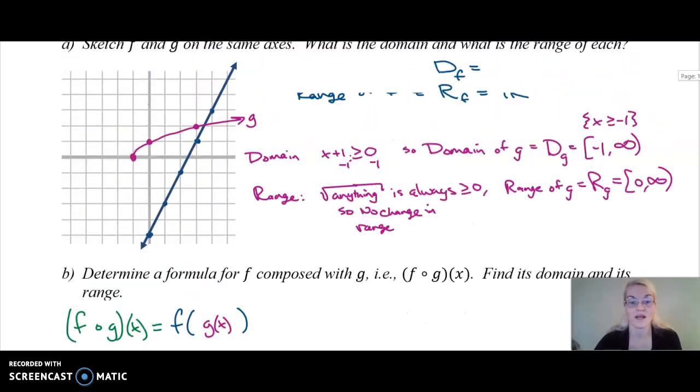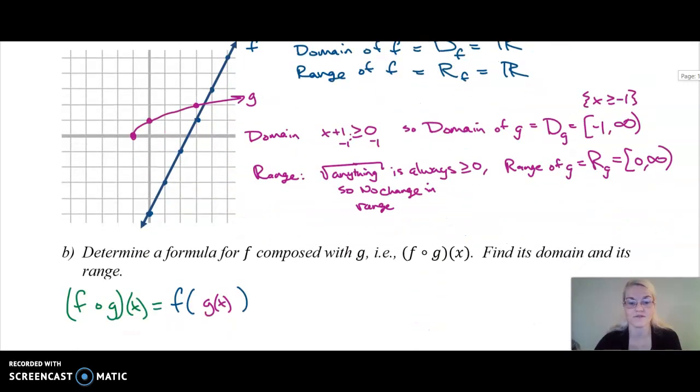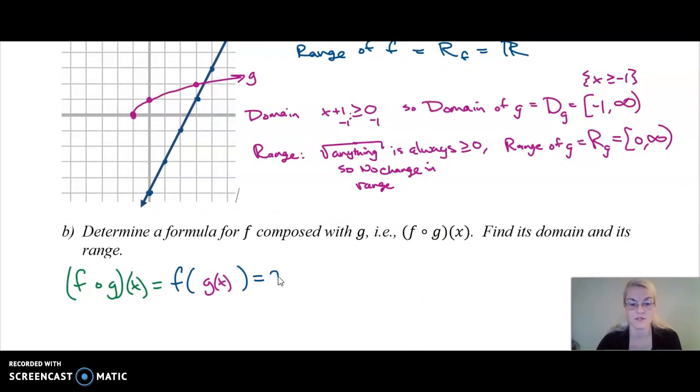All right, so f was 2x minus 5, so I'm going to write this is equal to 2, not x, but I'm going to leave parentheses, so 2 times the inside thing, minus 5. And what was g of x? G of x, again, was the square root of x plus 1. So what is a formula for f composed with g? What is the equation? Well, it's just 2 times the square root of x plus 1, minus 5. And so what is now the domain and range of this composition function? Well, the domain is still going to be the same, right?